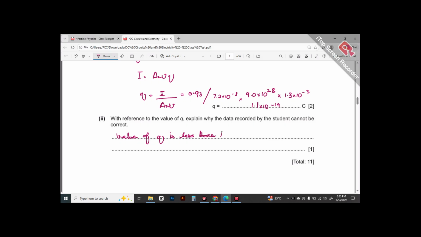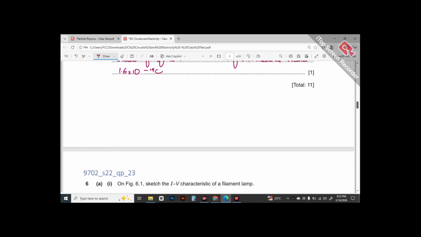So that is what we are going to mention here, that the value of Q is less than the fundamental value of elementary charge, that is 1.6 exponent minus 19 coulomb. That's it. That's all you have to write here.